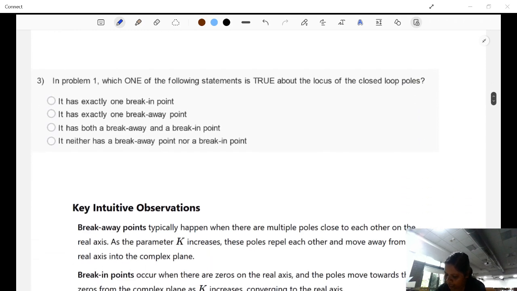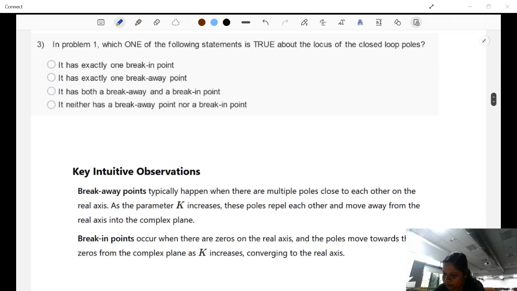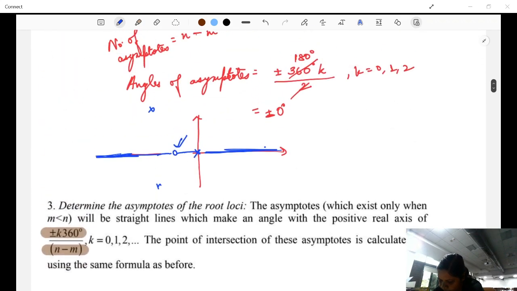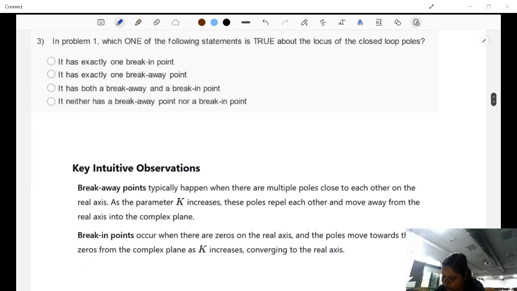Okay, then in the third question we have: which one of the following statements is true about the locus of the closed loop poles? Okay, so what is going to happen? Is it going to have some break-in point, breakaway point, or what is going to happen? So we'll be answering that question.